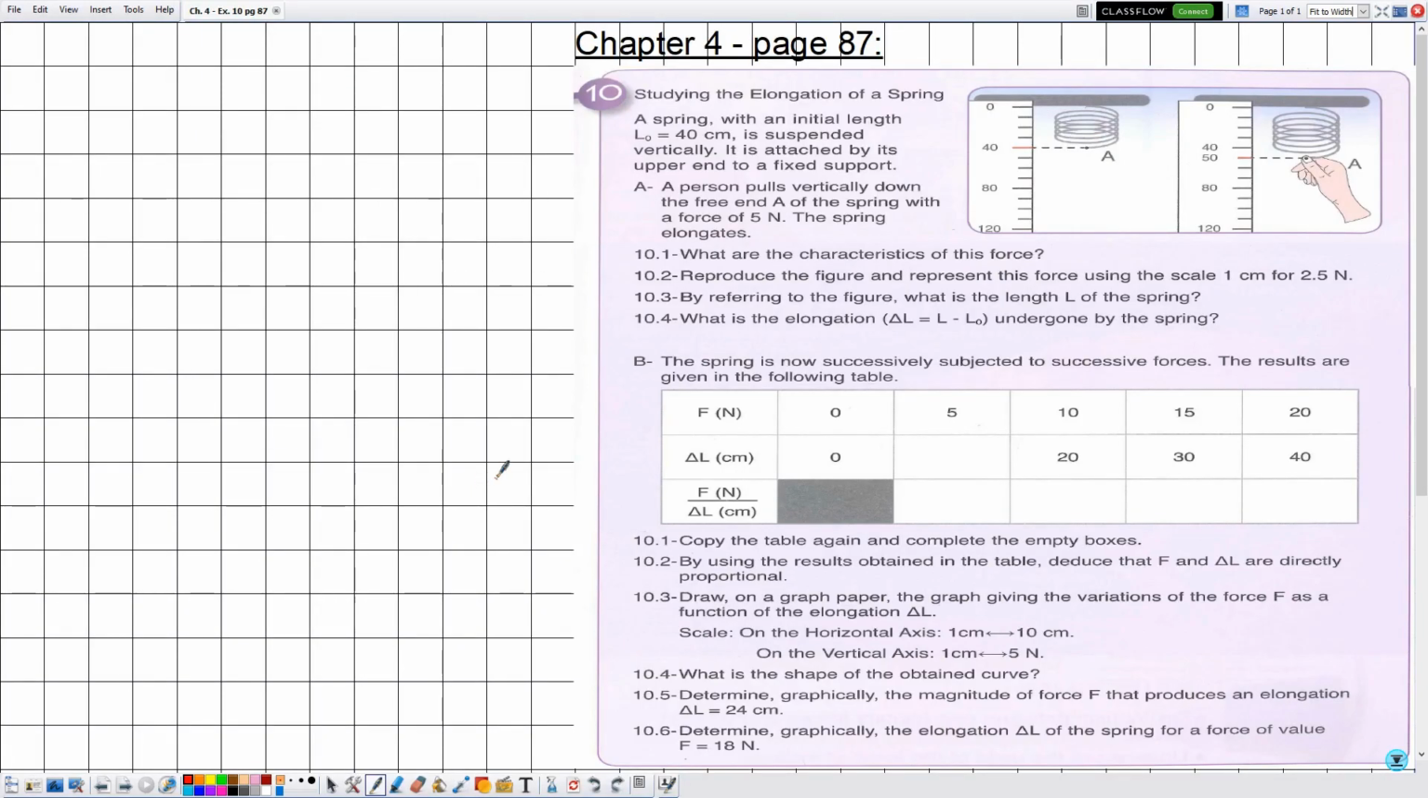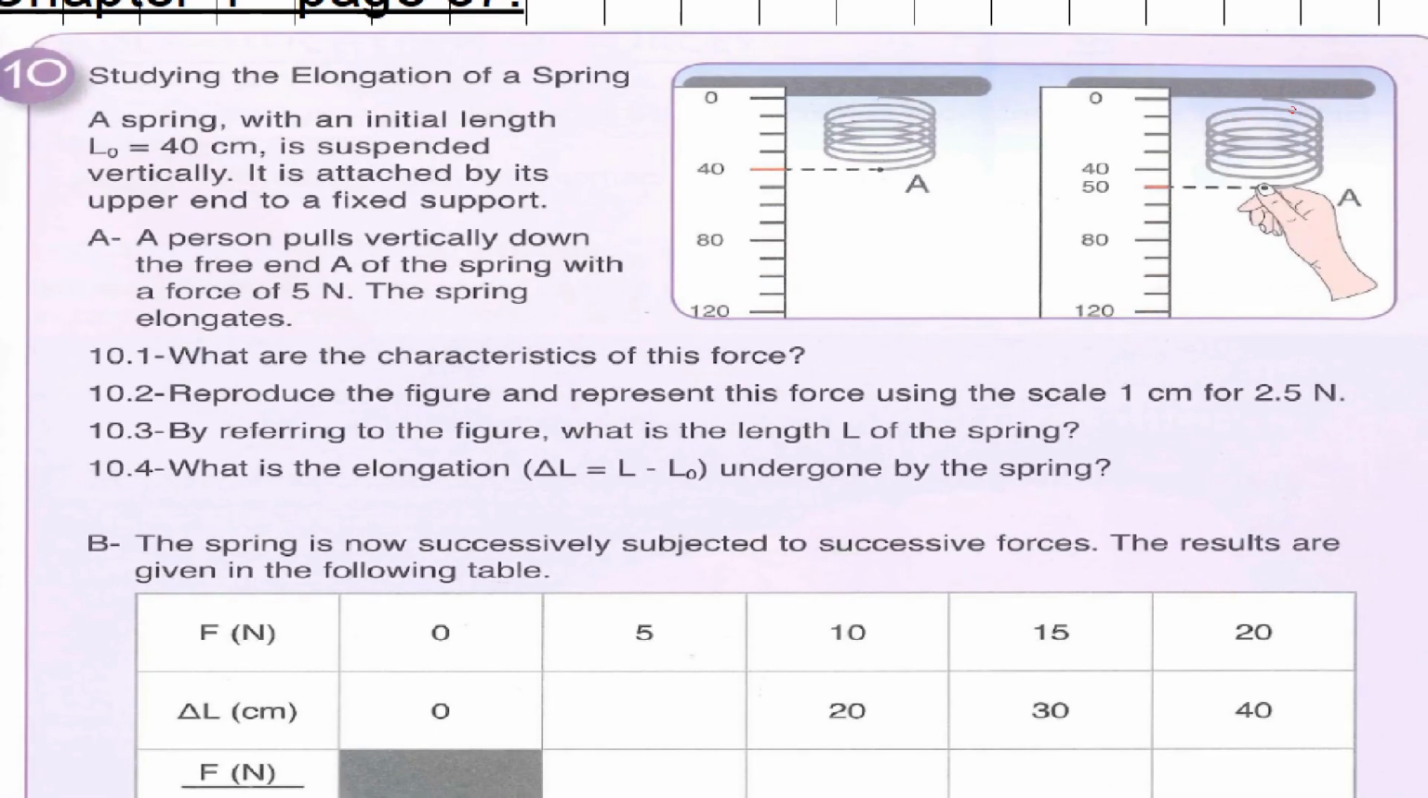In this one we are going to solve exercise number 10, page 87 in chapter 4, which is the chapter of mechanical actions. The title of this exercise is studying the elongation of a spring. A spring with initial length L0 equal to 40 centimeters is suspended vertically. It's attached by its upper end to a fixed support. So this is the spring.